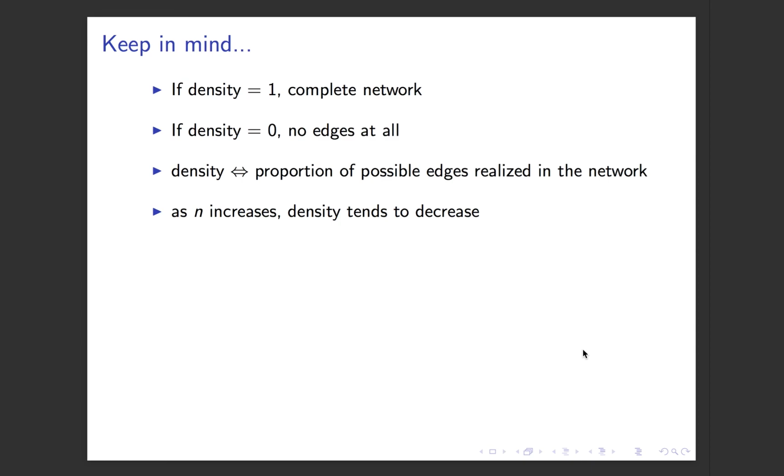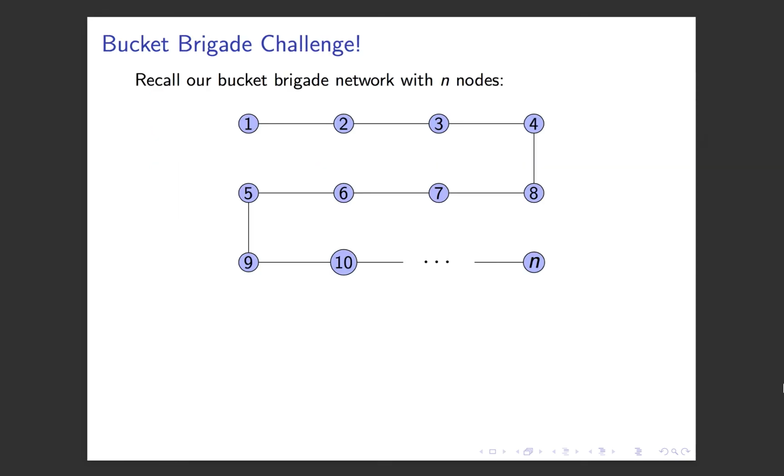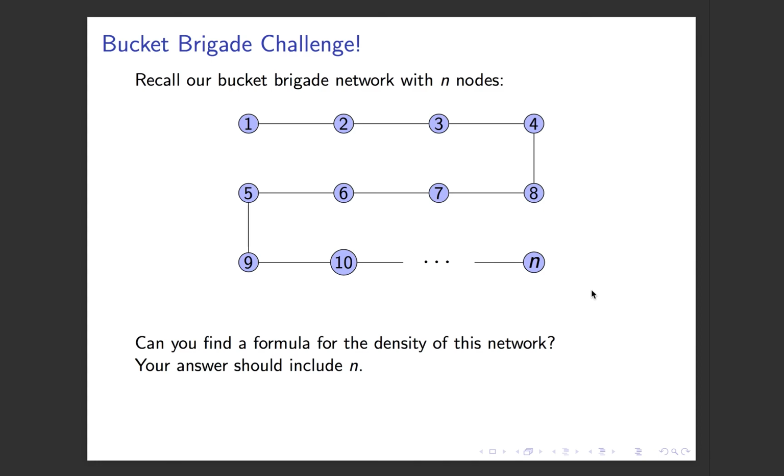The last thing to keep in mind is typically as the number of nodes in your network increases, the density measures tend to decrease. So if you're comparing two networks that have vastly different numbers of nodes, the density measure may not be perfect. Remember our bucket brigade network? In this case, we have n nodes connecting in the following way. Can you find a formula for the density of this network that depends on the number of nodes in the bucket brigade? Your answer should include n. Good luck!